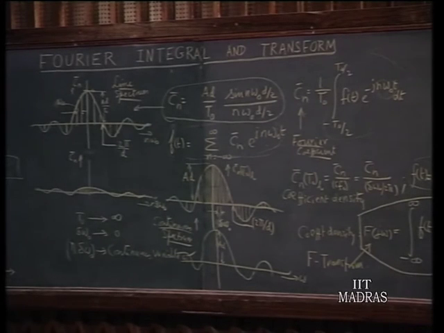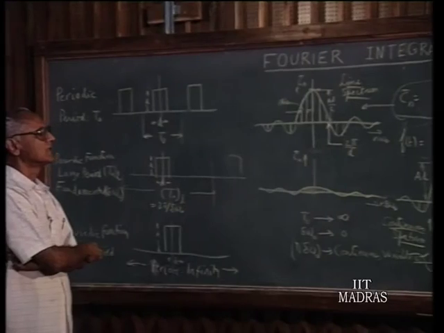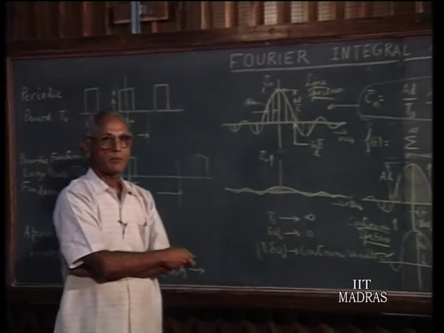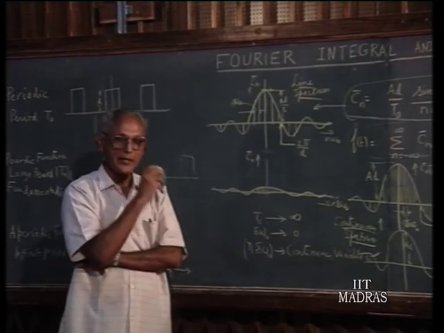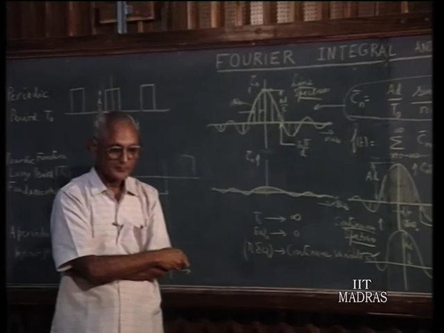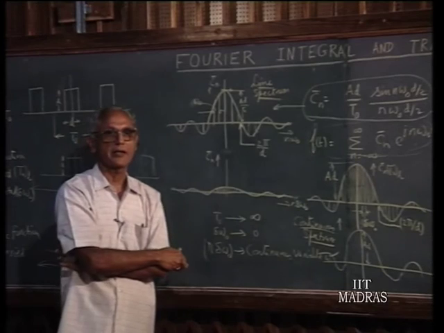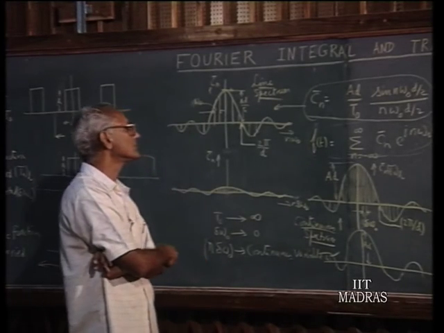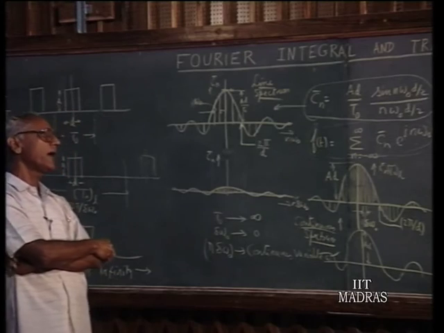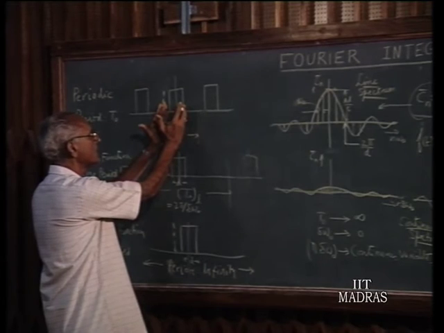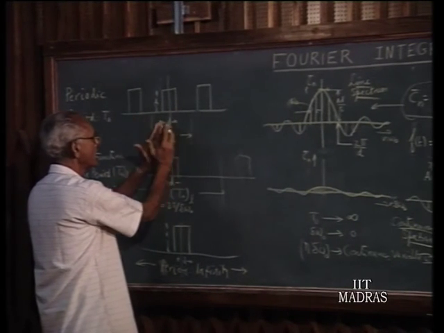Taking a particular case of a periodic pulse train, we showed that it has a spectrum like this, and the characteristic of the spectrum is that it is a line spectrum. You have coefficients only at integral multiples of the basic frequency. Therefore, the spacing between two adjacent lines is the fundamental frequency omega naught in radians per second. Then we inquired as to what happens if we keep this particular pulse constant, centered around the origin, and allow this t naught to become larger and larger.